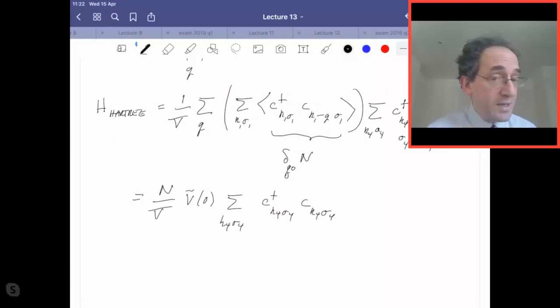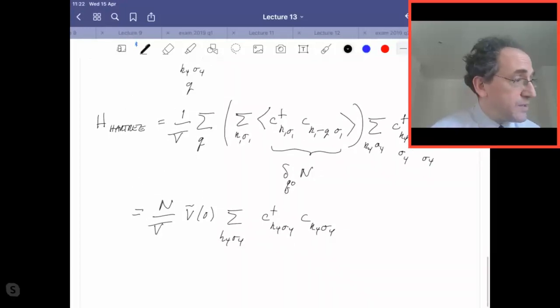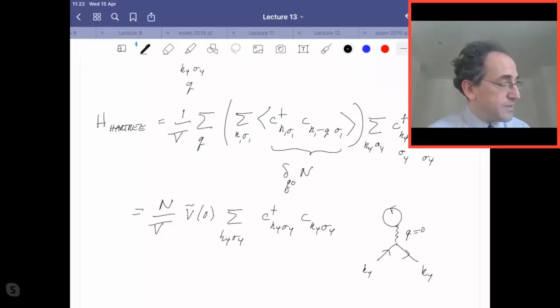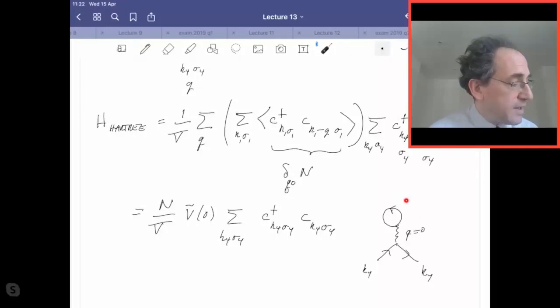If we wanted to explain what we did using our diagrams, we would have drawn something like this. We have K4 coming in and K4 coming out. The Q is at 0, and we average. We had two legs coming up here, and we connected them up. We took an average of them to get this bubble. It gives me just this density factor. Okay.